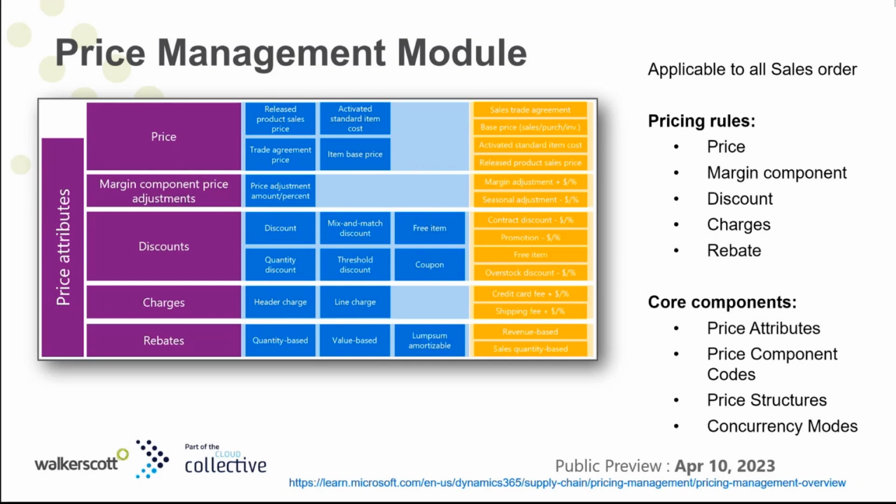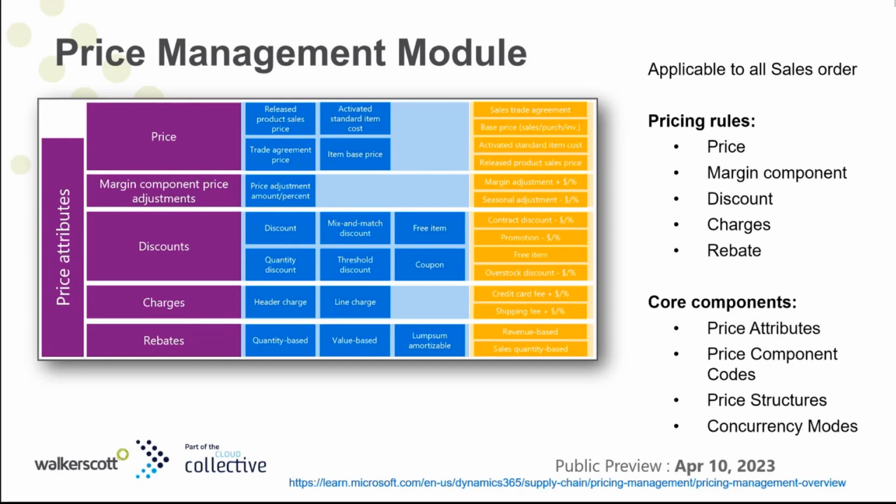Then we have the discounts, which price management offers quite a few of. It can be a simple discount, threshold-based discount, or mix and match discounts. Also, free item and coupon can be used. Then we have the charges, which can either be applied on the sales order header or the line. And the last one is the rebate, which can be sales quantity based or revenue based.